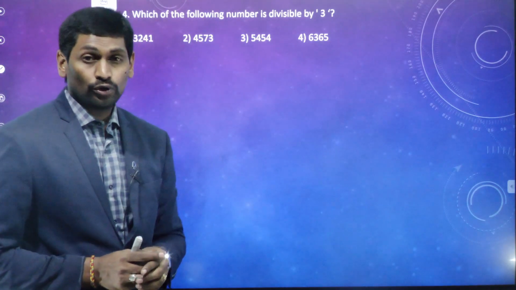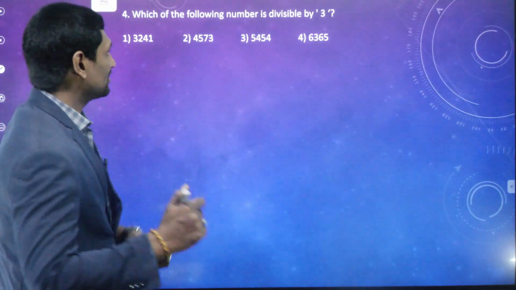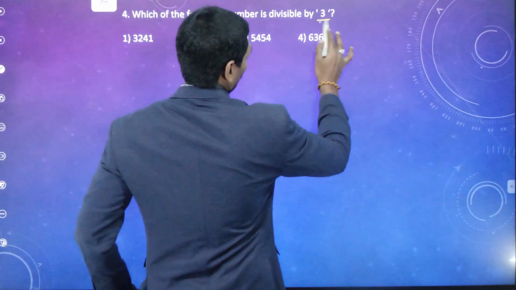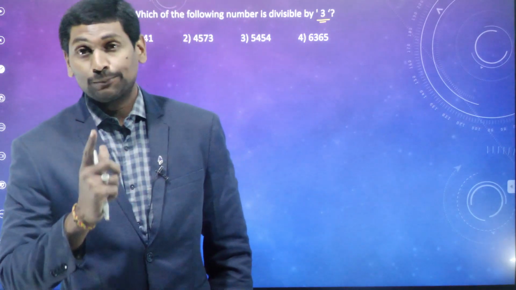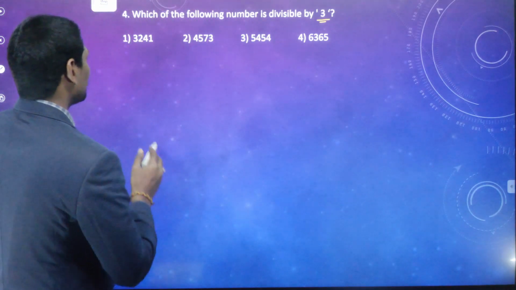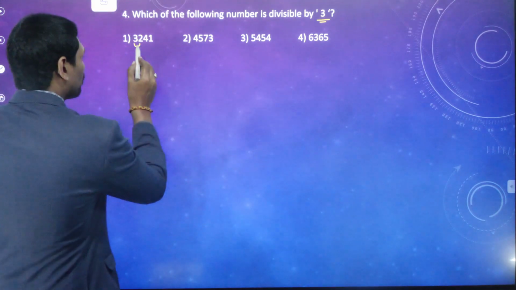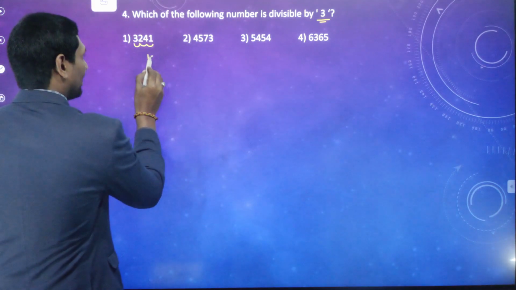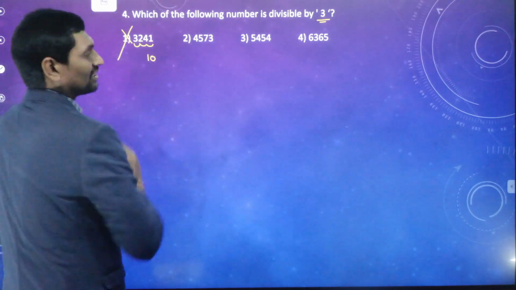Problem number 4: which of the following numbers is divisible by 3? As we discussed, the divisibility rule for 3 is that the sum of digits of a number must be a multiple of 3, then the entire number is divisible by 3. Check the first number: 3 plus 2 is 5, 5 plus 4 is 9, 9 plus 1 is 10. 10 is not a multiple of 3, so the first option is incorrect.